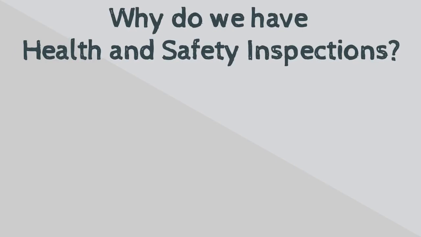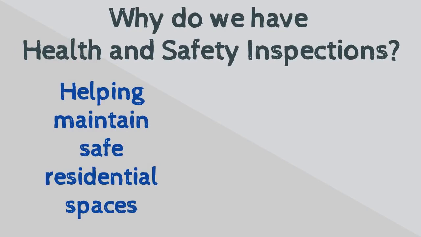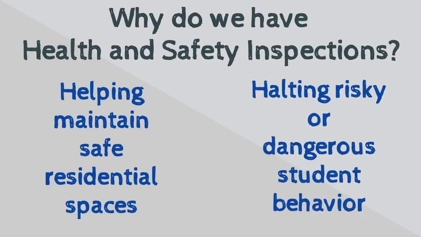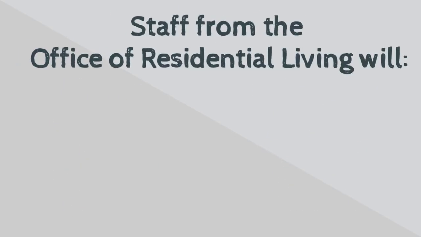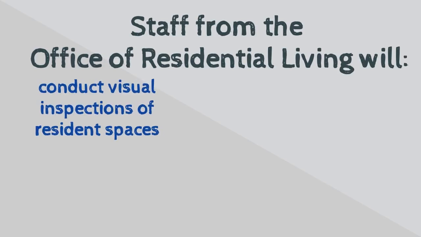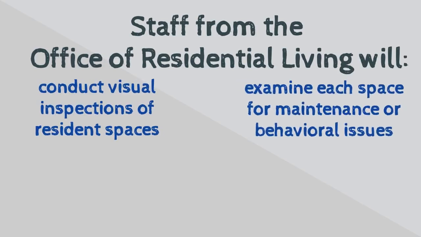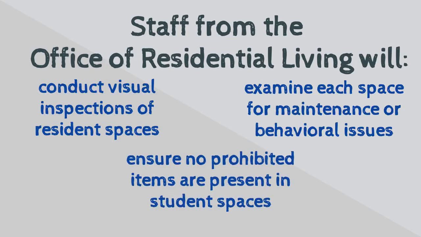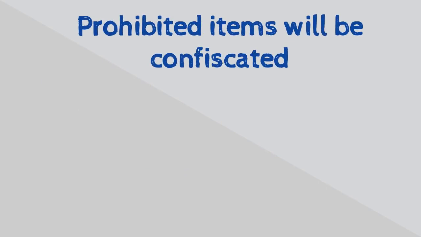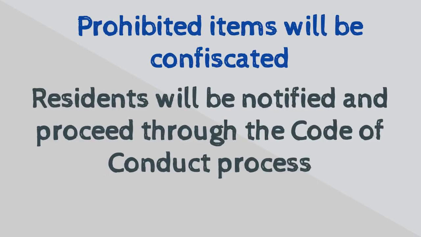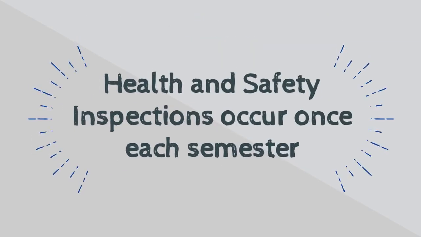The primary function of health and safety inspections is to maintain safe residential spaces and halt any student behavior that puts the health and safety of themselves and others at risk. To this end, staff from the Office of Residential Living will be conducting a visual inspection of residential spaces and examining each unit for any maintenance or student behavioral issues that pose a health and safety risk. Additionally, staff members will be inspecting to ensure no prohibited items are present in residential spaces. Any and all prohibited items identified will be confiscated, and residents responsible will be notified and will proceed through the Code of Conduct process. We conduct health and safety inspections once each semester.